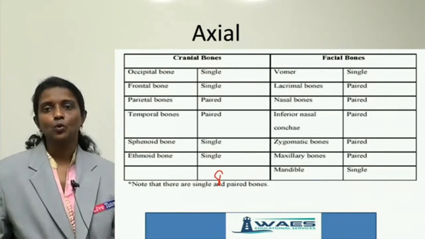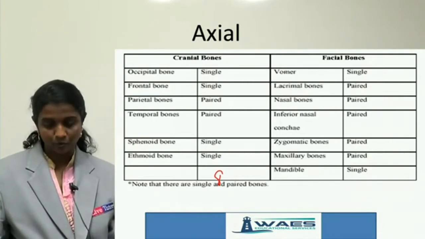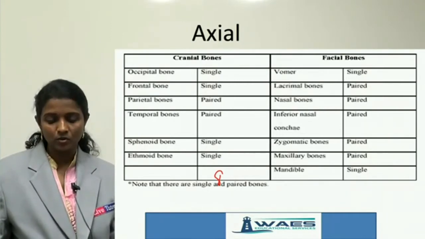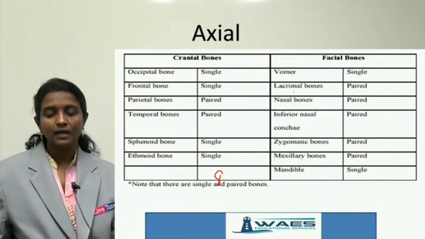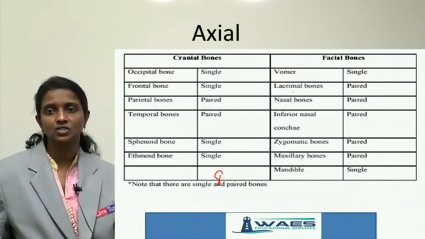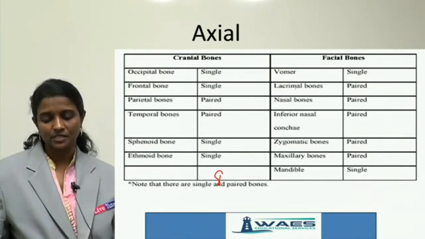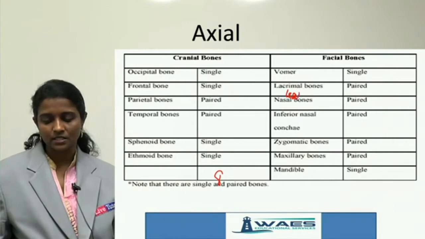Now let us see the bones of the face: lacrimal bones, nasal bones, inferior nasal concha, zygomatic bone, maxillary bone, mandible and vomer. The lacrimal bone is present close to the eye, where the lacrimal gland, the tear secretion, is present. That is called the lacrimal bone, where the tear glands are.